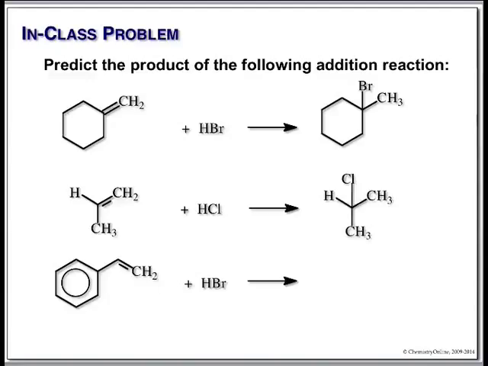In our third one, we have a primary carbon and we have a benzyl carbon. Remember, benzyl is better. Therefore, the carbocation will form on the benzyl carbon, proton here, bromide will add. Here's our benzyl carbocation intermediate. And there is our final product.